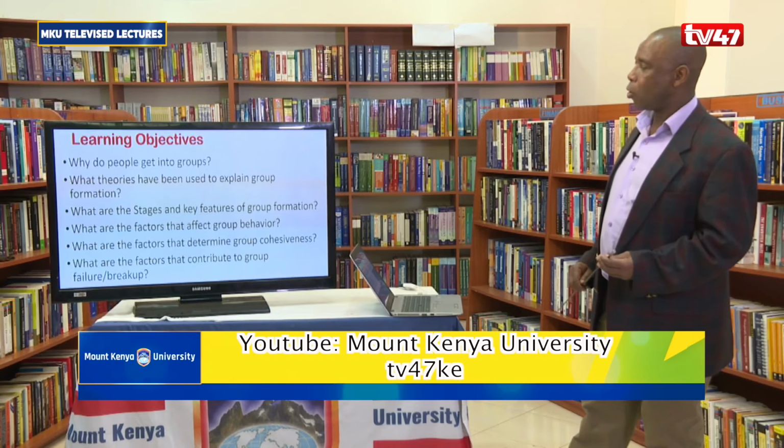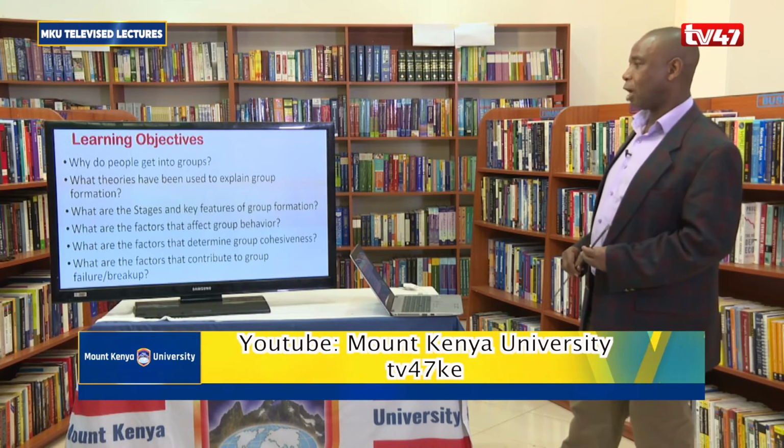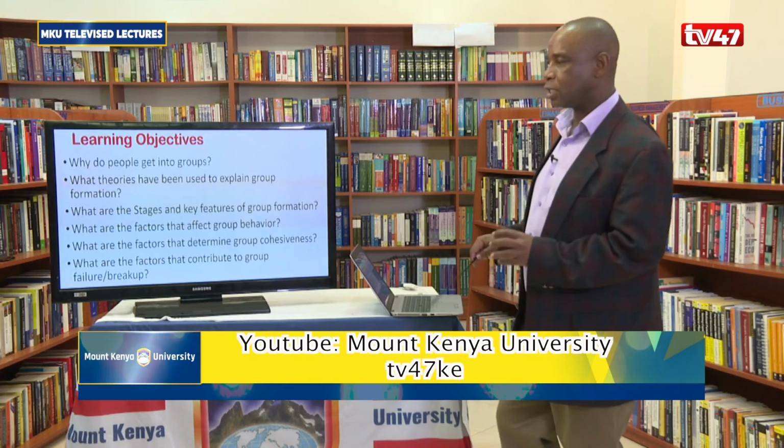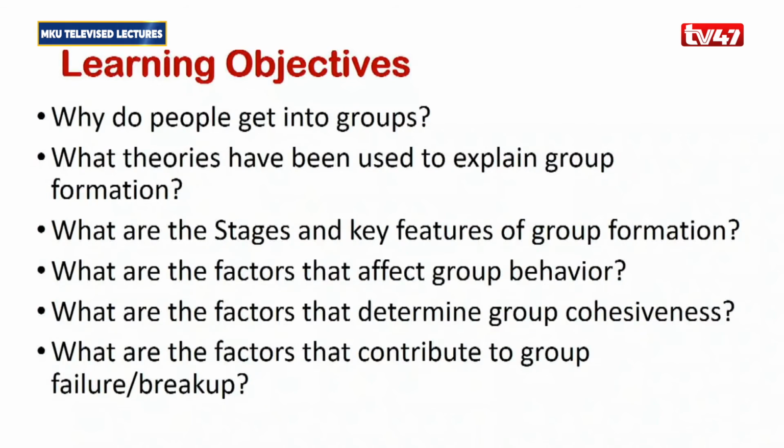Now let's see how we can understand groups in terms of not just why people get into groups. We have an idea now of how people get into groups and the different classifications of groups, but we want to be academic now and ask how anthropologists, sociologists, or social scientists explain how groups get formed. So we'll be looking at that. What are the stages and key features of group formation? Groups move from one stage to the other. Not all groups are the same at the same time and have the same behavior. So we want to look at the stages and key features of group formation.